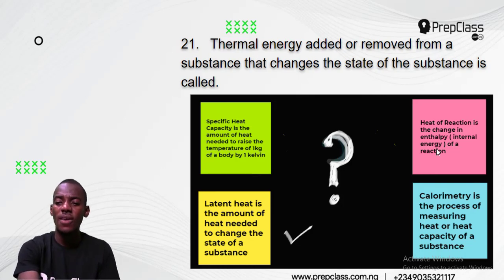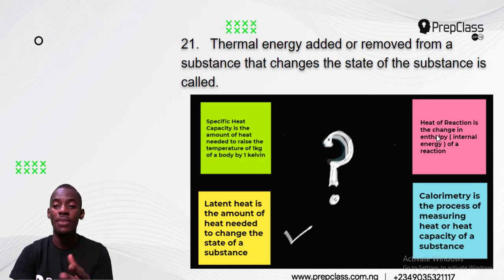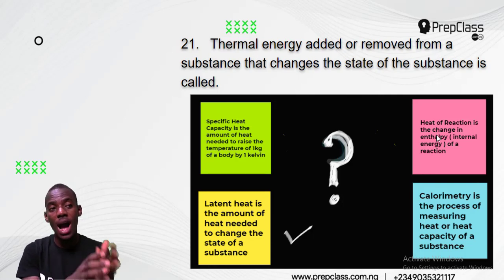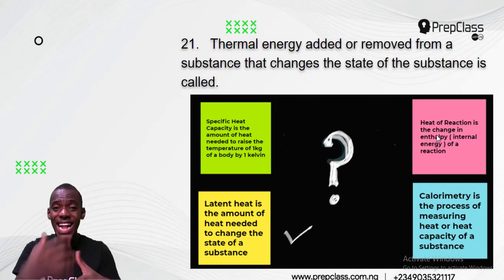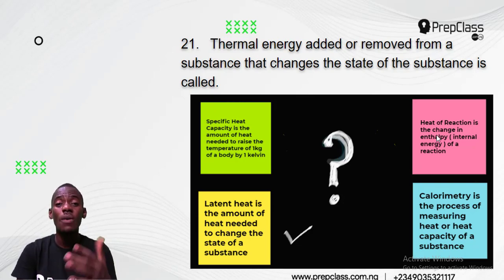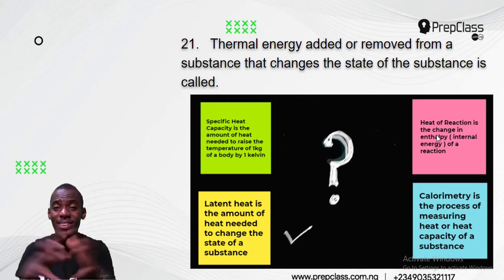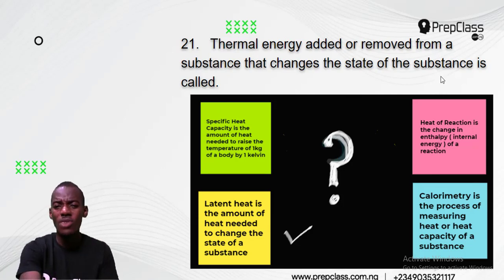Now let's check out heat of reaction. It is the change in enthalpy or internal energy of a reaction. So it is the change in the amount of energy that a reaction has. Like if you are reacting acid and base, when the energy changes, it is called the heat of reaction. But that's not what the question is asking either.